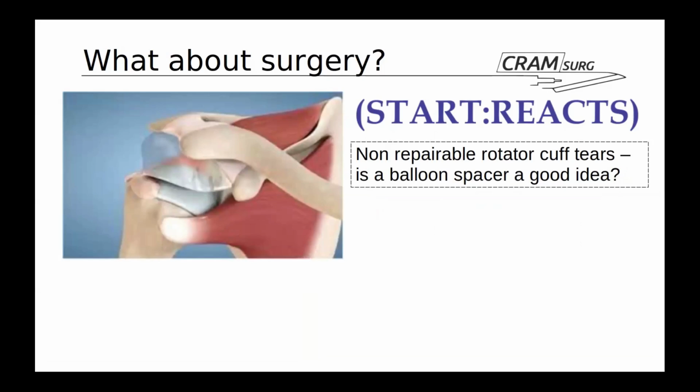Now, I know Sam is an ortho wannabe, so he might correct some of the orthopedic inaccuracies that I'm going to comment on in the next minute or so. But basically, you have two types of rotator cuff tears: tears that can be repaired and tears that cannot be repaired. In tears that cannot be repaired, it is postulated that using a balloon spacer, which is a technology that has actually been around for a number of years, will make outcomes better. And it has been debated across the orthopedic community, as far as I understand, for quite a while, whether that's true or not.